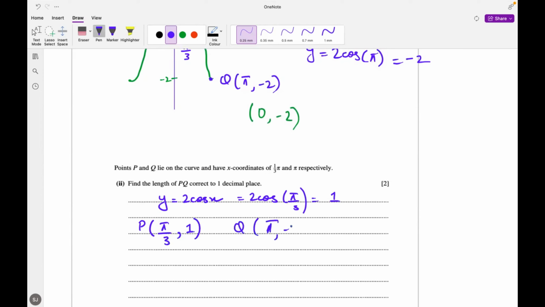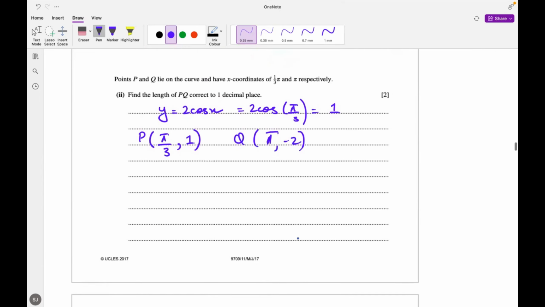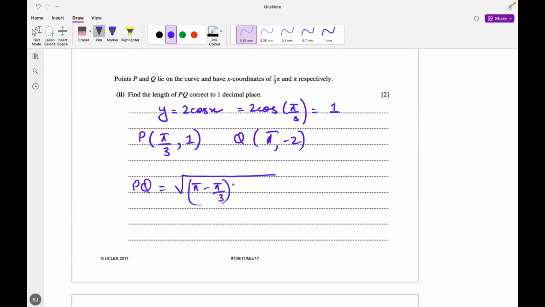Now using the distance formula, we'll get the distance of PQ, which will be the square root of x2 minus x1, so we can write it as pi minus pi upon 3 whole squared plus minus 2 minus 1 whole squared. Substituting this in the calculator, we'll get PQ equals 3.7.